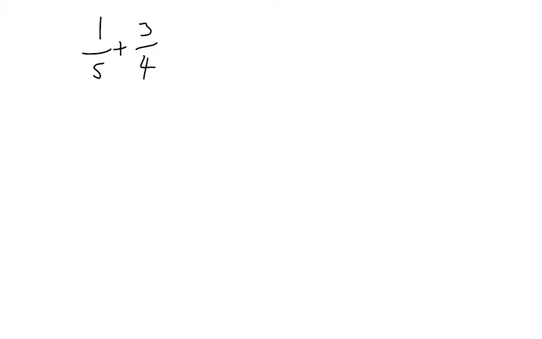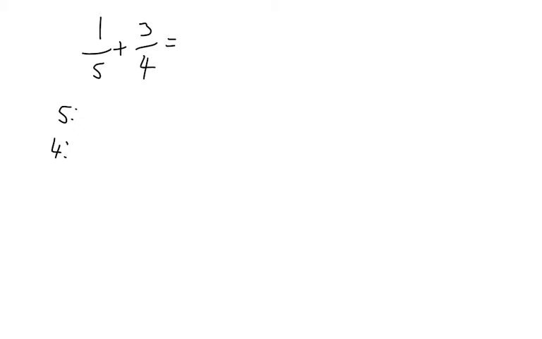When adding fractions, we have to make sure that our denominators are the same before we add them. So if we've got 1/5 plus 3/4, we can't do anything until our denominators are the same. So we actually have to find the lowest common multiple. Now, if you go back to one of my previous videos in this playlist, you'll see how we do that.